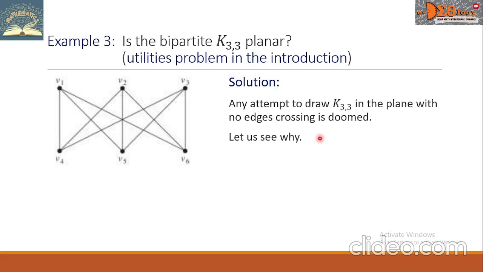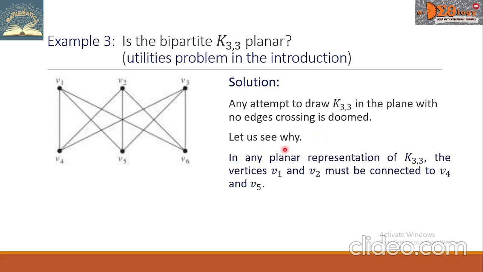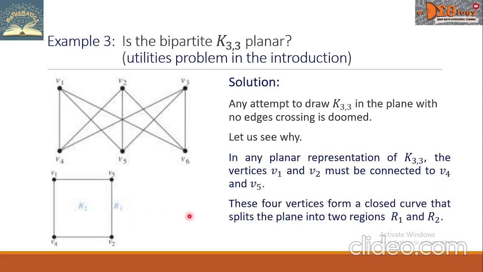Let us see why. In any planar representation of K sub 3,3, the vertices v sub 1 and v sub 2 must be connected to v sub 4 and v sub 5, as we see here. These four vertices form a closed curve that splits the plane into two regions, r sub 1 and r sub 2. Remember, r sub 2 is inside, r sub 1 is outside.